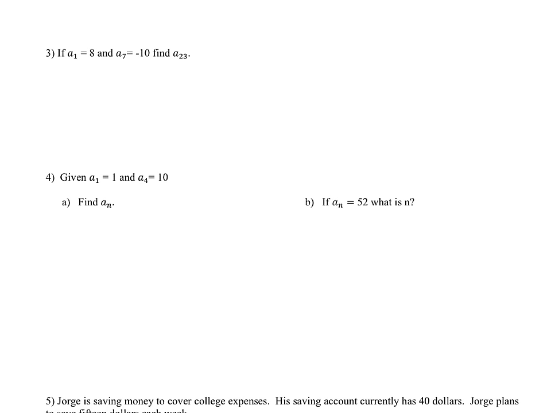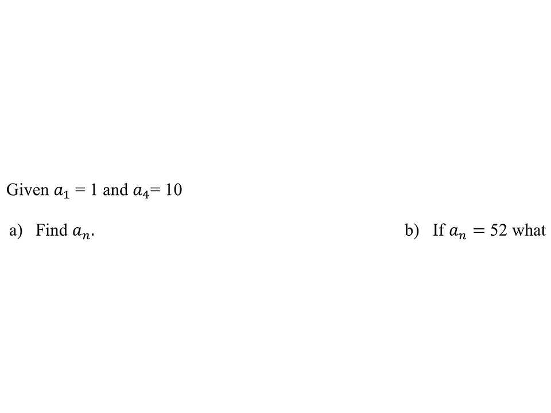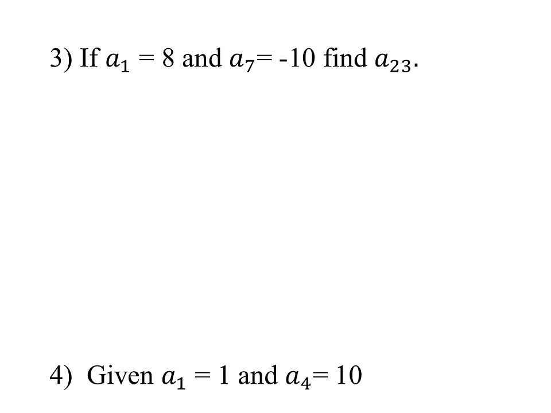Okay, so number 3, different kinds of problems that we have here, just so you can be aware of them. A sub 1 is 8 and a sub 7 is negative 10. Find a sub 23. So this is a different kind of problem. The basic idea is, though, you do need that common difference. So we know we still have to use that formula.